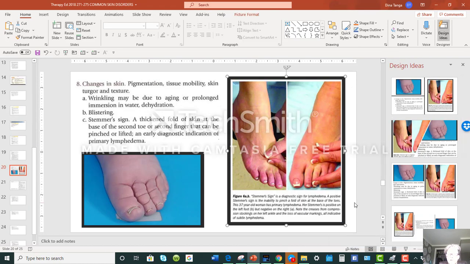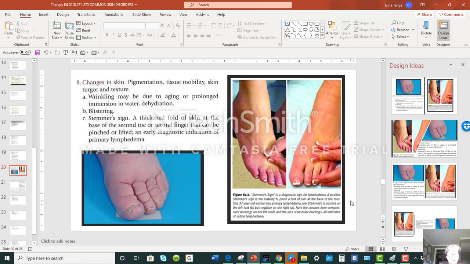Okay, we found a couple of cool pictures of Stemmer's sign. A diagnostic sign for lymphedema, positive Stemmer's sign, is the inability to pinch a fold of skin at the base of the toes. This 37-year-old has primary lymphedema. Her Stemmer's is positive on the left foot, but negative on the right.